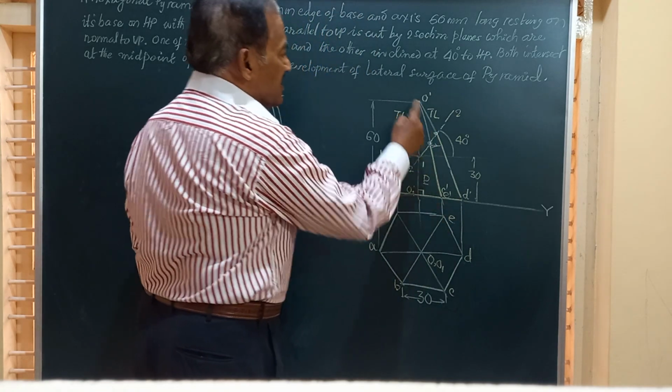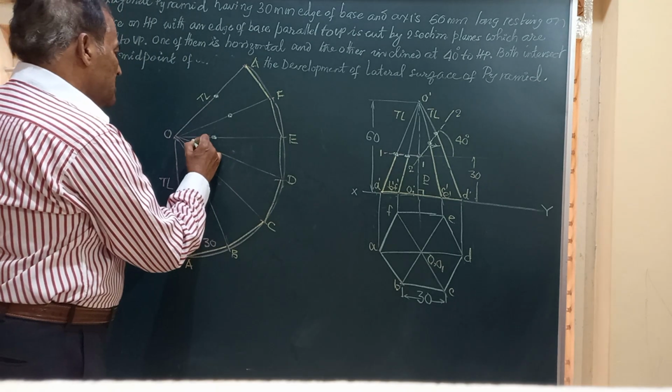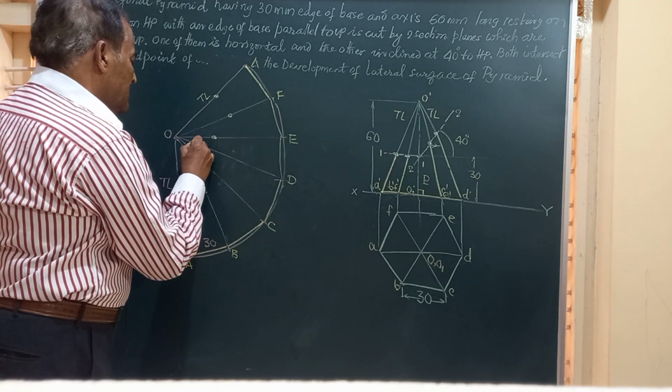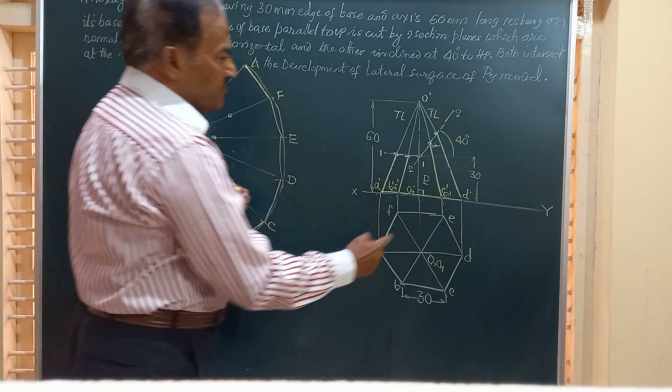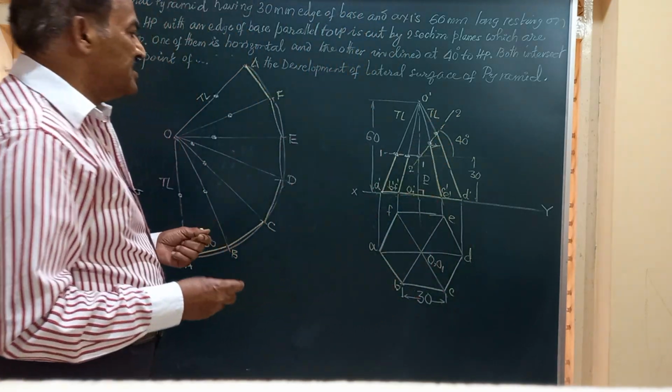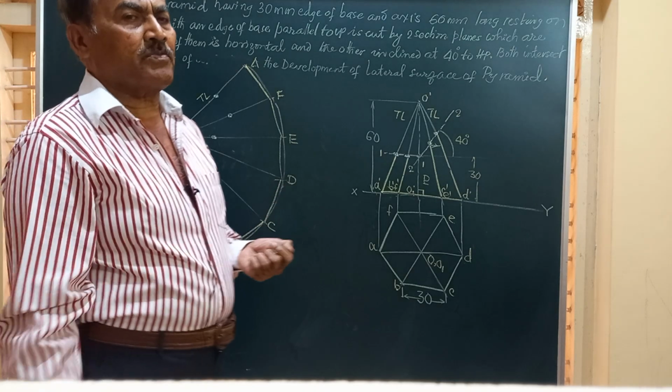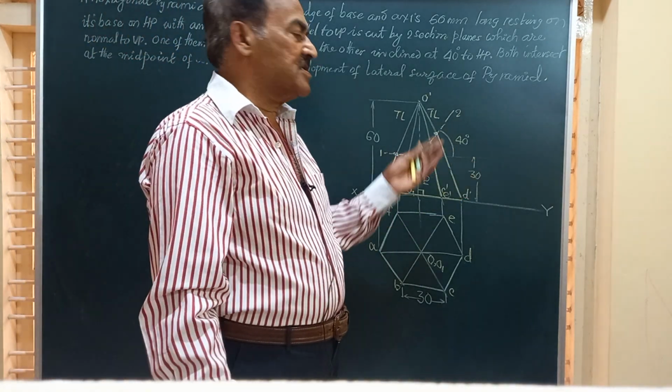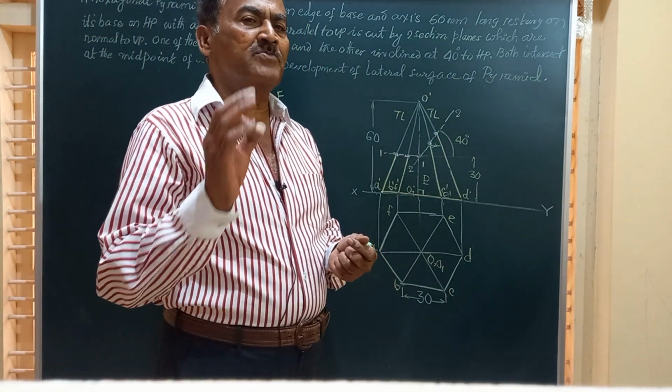This is true length. Take that measurement on the slant edge OD. This is OD. Friends, now there is an important problem, and this particular problem on this hexagonal pyramid is a beautiful problem.